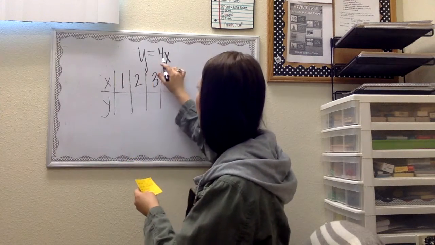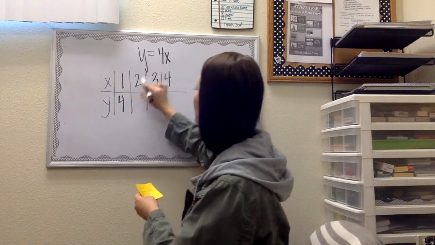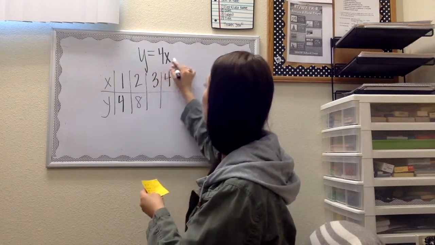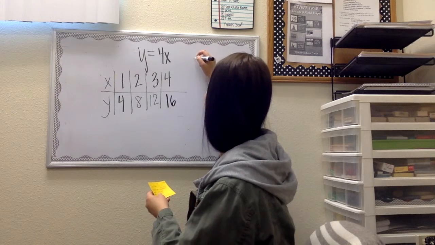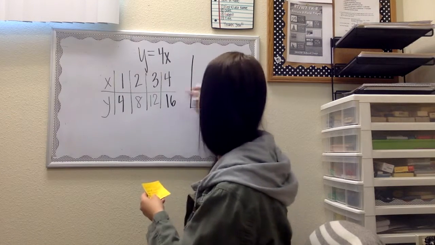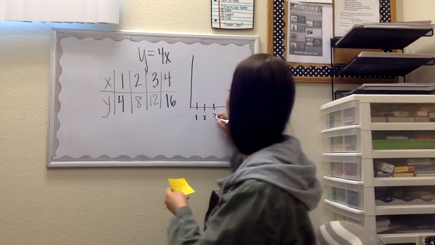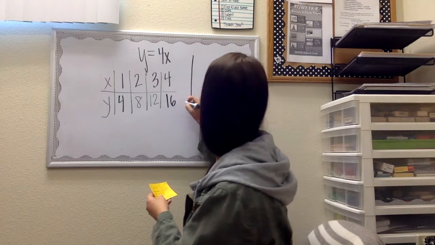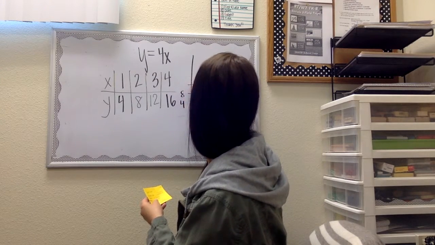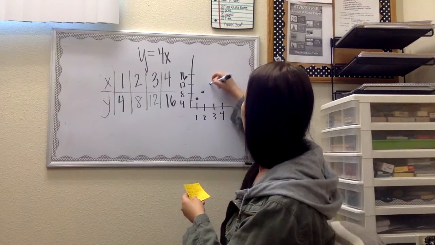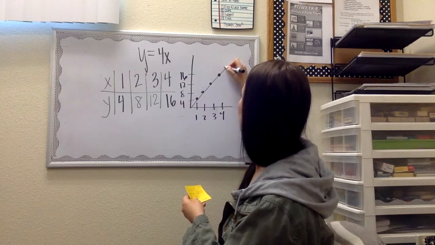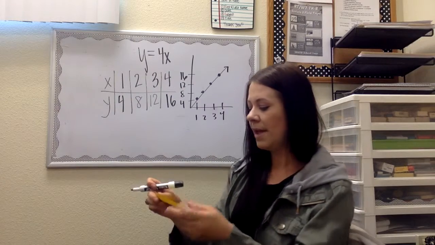So I plug it in. 4 times 1, 4 times 2, 4 times 3, 4 times 4. And again, because it's a good scale, I can use those numbers. 1, 2, 3, 4, and 4, 8, 12, 16. And then I graph those. It's proportional. It goes through 0, 0.